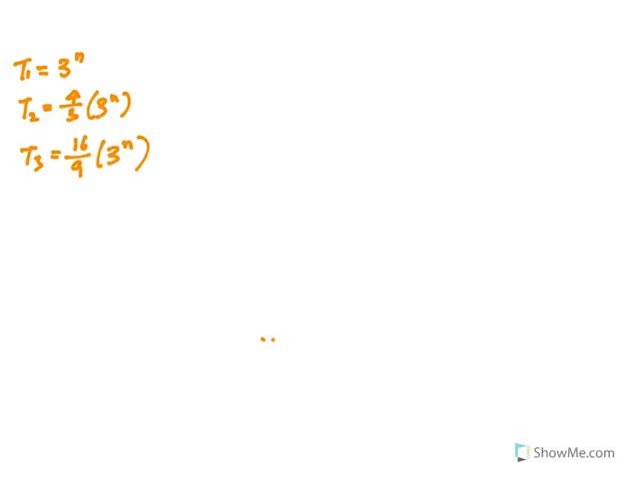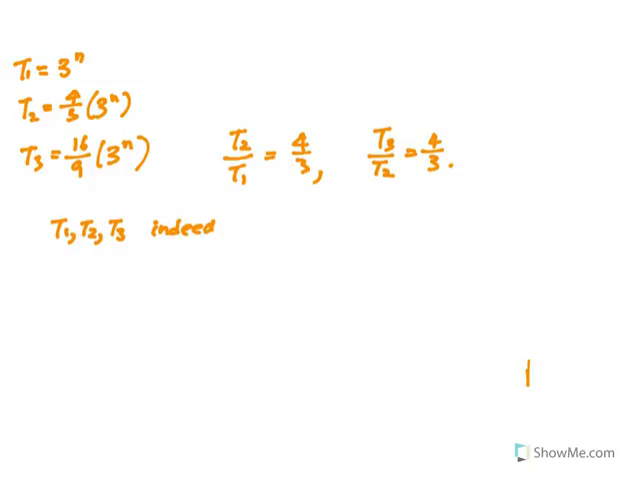And you can see, they do somehow look like a GP, right? So you just observe term 2 over term 1. Actually, it's the same as 4 over 3. Term 3 over term 2, indeed, you also get 4 over 3. Right, so you can see that term 1, term 2, term 3 indeed form a GP.